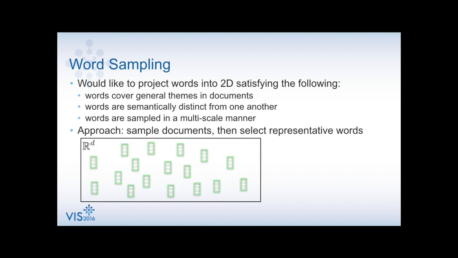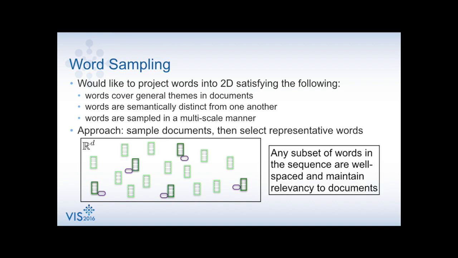So we illustrate this below. First, we select the document at random, and then we select each subsequent document such that its minimum distance over the preceding documents is maximized. Words are then sampled that are in close proximity to these sampled documents. And so by doing it in this process, we ensure that any subset of words will be well spaced as well as relevant to the documents.